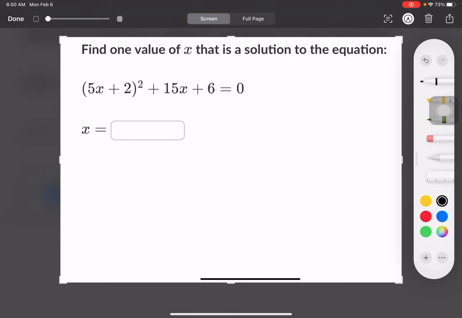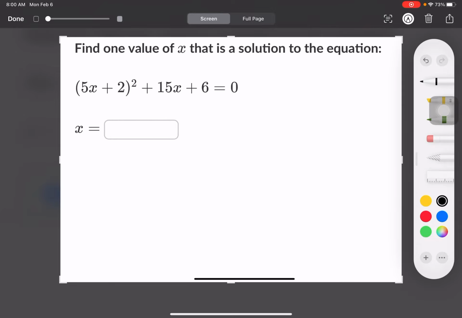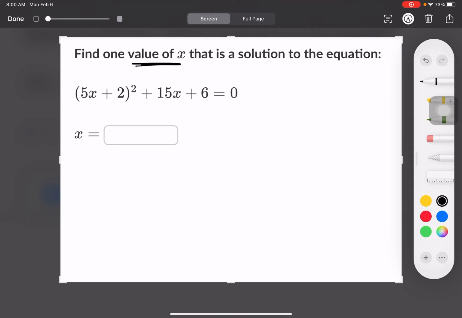All right, so let's go ahead and take a look at this one now, guys. It says find one value of x that is a solution to the equation. Once again, we're focused on finding one value of x. Now, on this one, guys, notice that they're not actually telling us let a certain variable equal something. For this one, we do have to make up our own variable, and we have to see what it's going to be equal to.